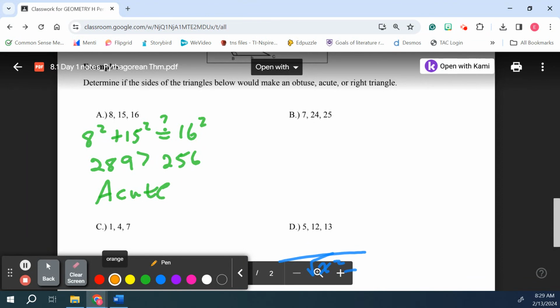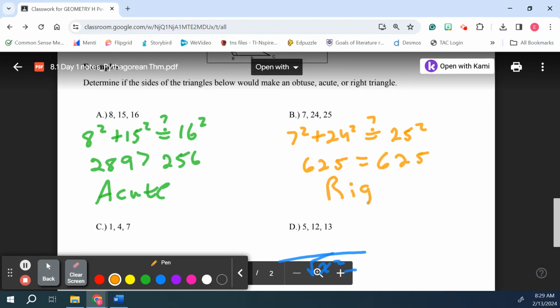All right, next one. 7 squared plus 24 squared. Again, we're trying to figure out what's going on here with 25 squared. What's 7 squared plus 24 squared? 625. What's 25 squared? What kind of triangle do we have? We have a right triangle.